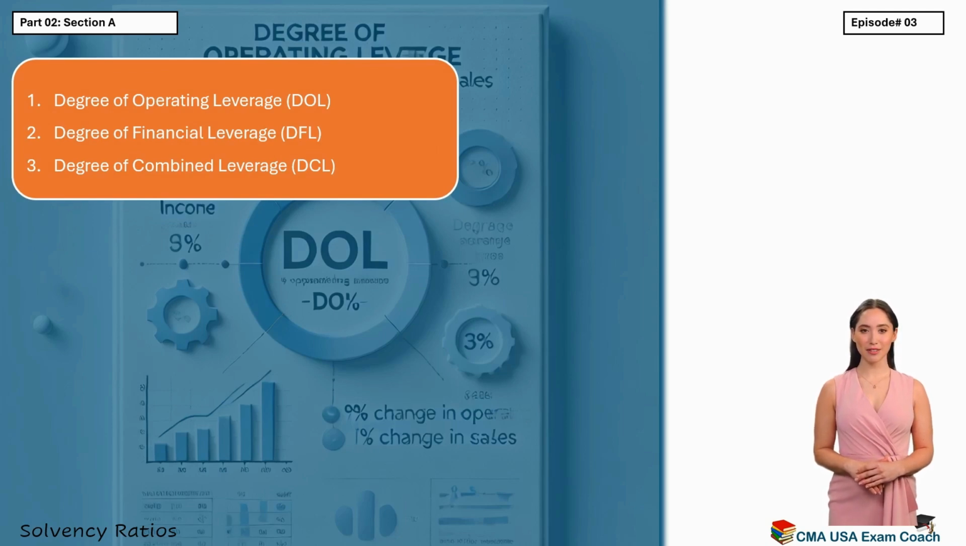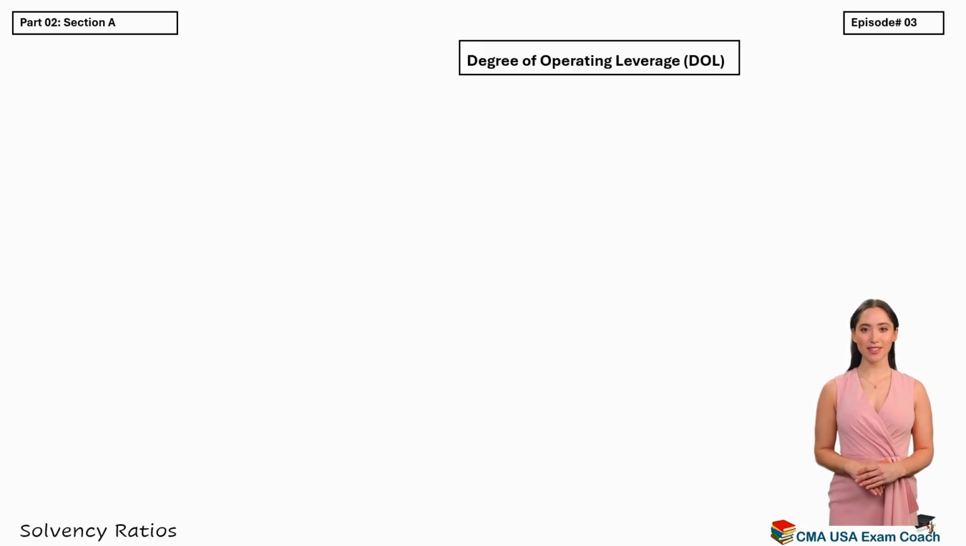It helps assess the financial risk associated with a company's cost structure and financing decisions. There are 3 types of degree of financial leverage. 1. Degree of operating leverage. 2. Degree of financial leverage. 3. Degree of combined leverage. A higher degree of leverage indicates greater earnings volatility, meaning small changes in sales or EBIT can lead to larger fluctuations in profits. Now, let's dive into the degree of operating leverage, DOL.